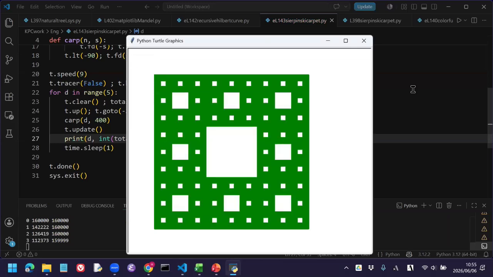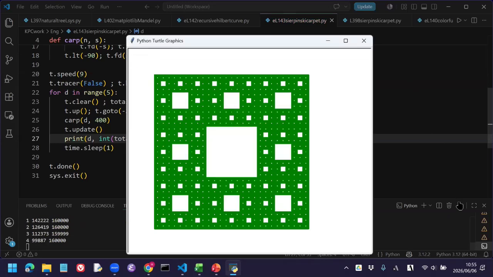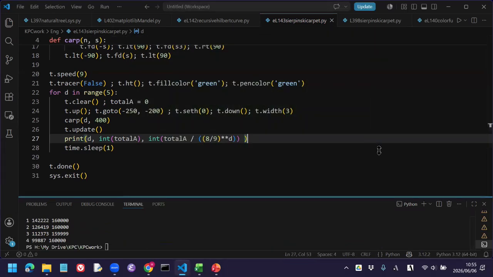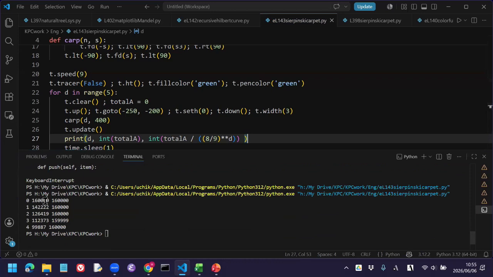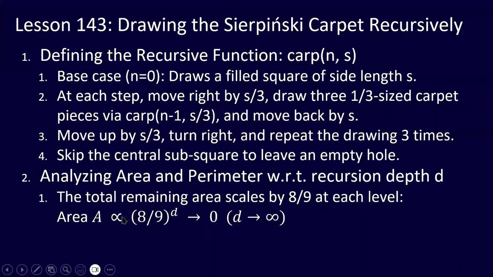Okay, level 1, 2, 3. So here, yeah, let's take a look. So here we see that although the area is decreasing each time, the area divided by 8 over 9 to the power of d is constant. So it shows that the area is proportional to this number and goes down to 0 as d approaches infinity.